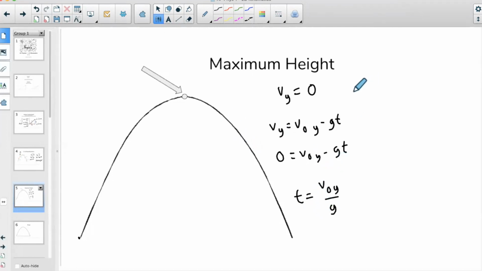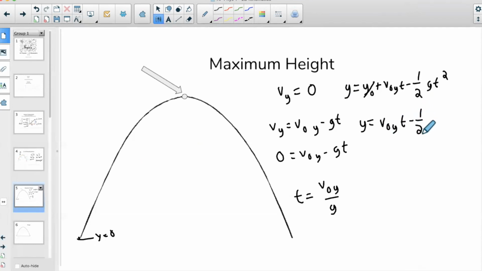Now, this is a value for time, but what we want to find is the maximum height of the projectile. Now, we know our equation for vertical displacement, which is y equals y naught plus v naught y t minus 1/2 times the gravitational acceleration times time squared. But since we're starting from our y level of 0, which is what we normally want to make it, we can just cancel out our y naught. And so we're just left with y equals v naught y t minus 1/2 g t squared.